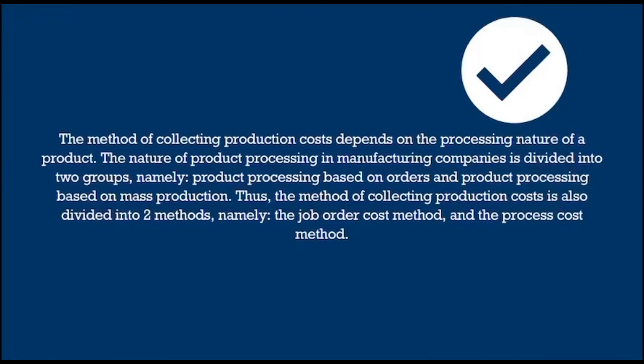And the conclusion is, the method of collecting production cost depends on the processing nature of a product. The nature of product processing in manufacturing companies is divided into 2 groups, namely product processing based on order and product processing based on mass production. Thus, the method of collecting production cost is also divided into 2 methods, namely the job order cost method and the process cost method. And the case analysis that I've told you before is about the job order cost method.